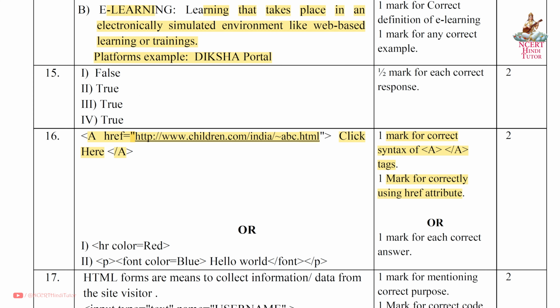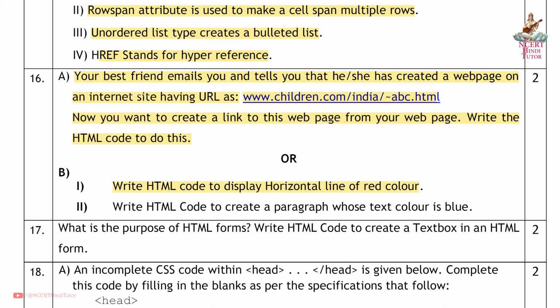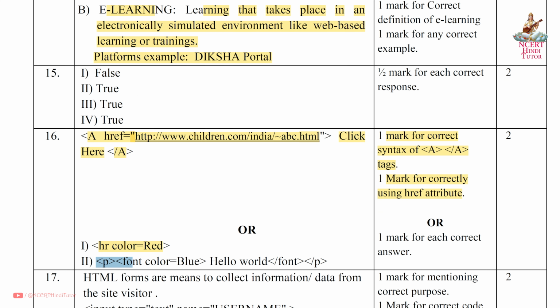Answer: HR color is equal to red. Second, write HTML code to create a paragraph whose text color is blue. Answer: So friends, this is the code, you can write it down, and 1 mark for each correct answer.